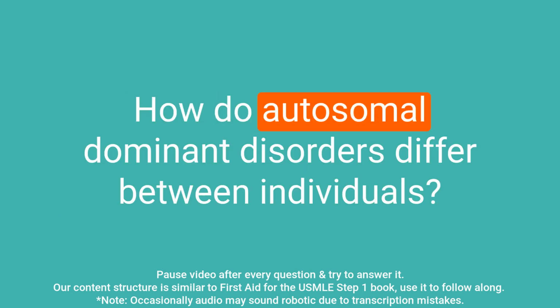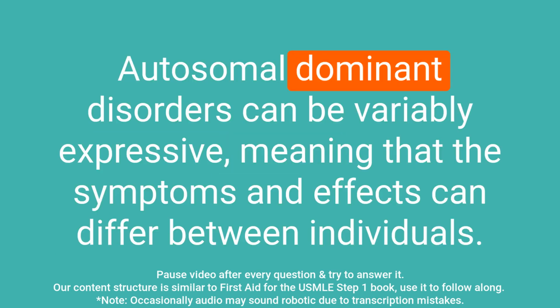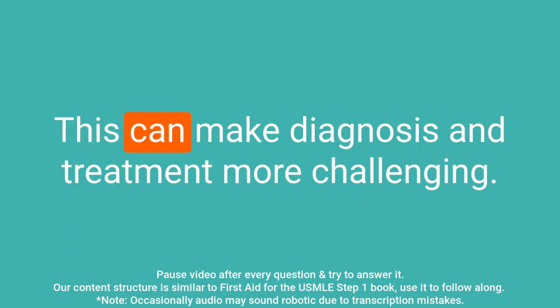Question: How do autosomal dominant disorders differ between individuals? Answer: Autosomal dominant disorders can be variably expressive, meaning that the symptoms and effects can differ between individuals. This can make diagnosis and treatment more challenging.